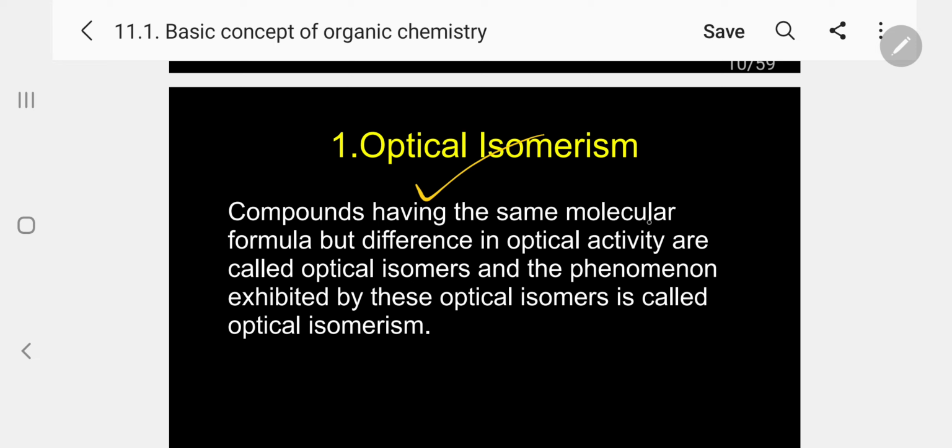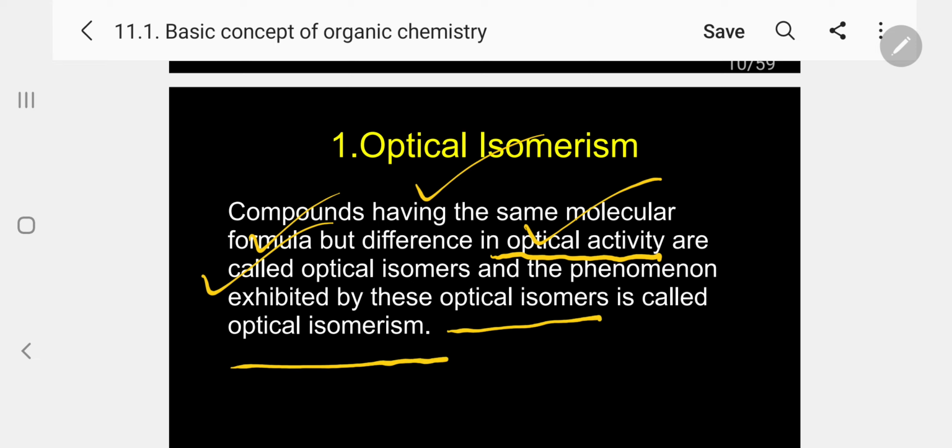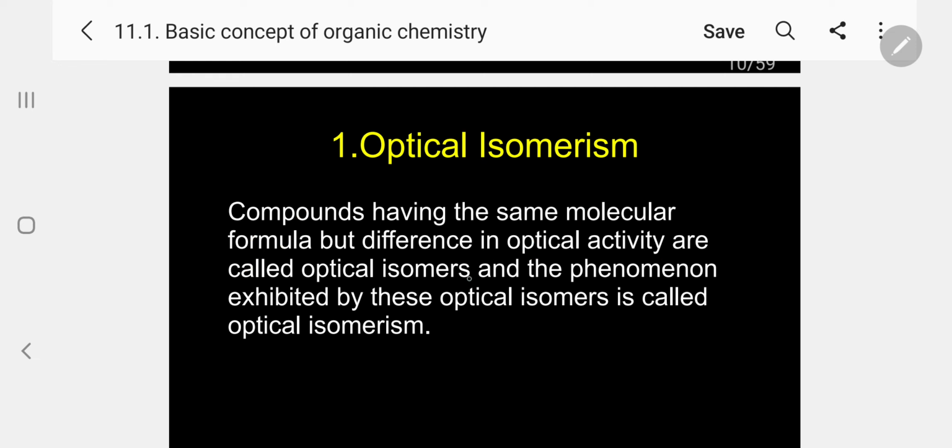Compounds having the same molecular formula but differing in optical activity are called optical isomers, and the phenomenon exhibited by these optical isomers is called optical isomerism. Let me repeat again. Compounds having the same molecular formula but differing in optical activity are called optical isomers, and the phenomenon exhibited by them is called optical isomerism. Please follow.